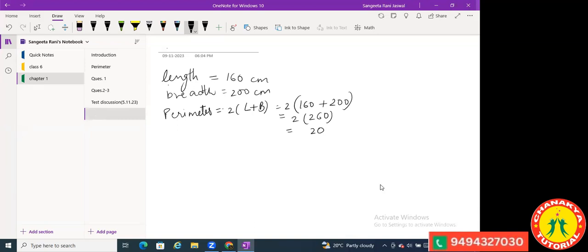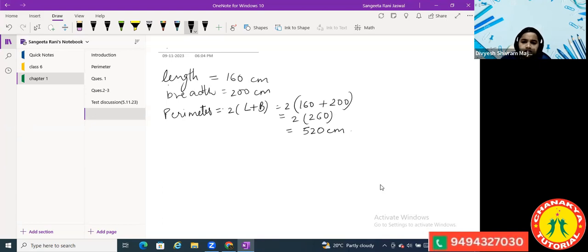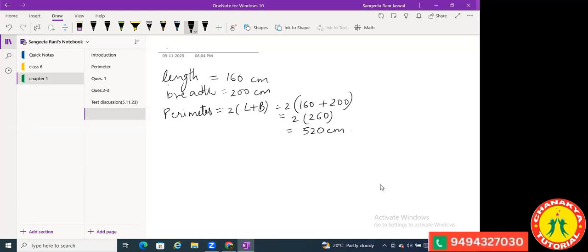So this is 2 sixes are 12, you carry over, this becomes 520 centimeters. Now here there is no centimeter square. Ma'am, that's not 260, that's 360. Oh yes, it's 360, correct. So this becomes 720, and the unit is centimeter, not centimeter square.